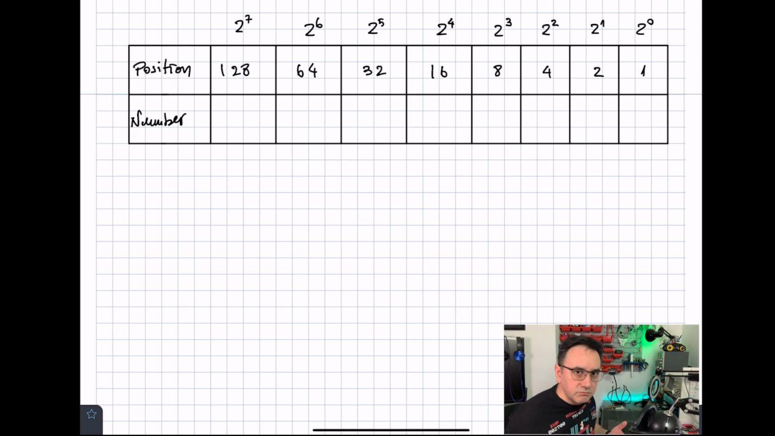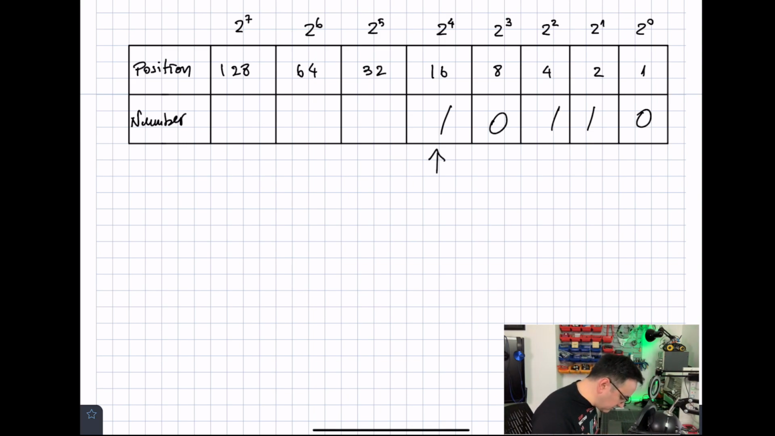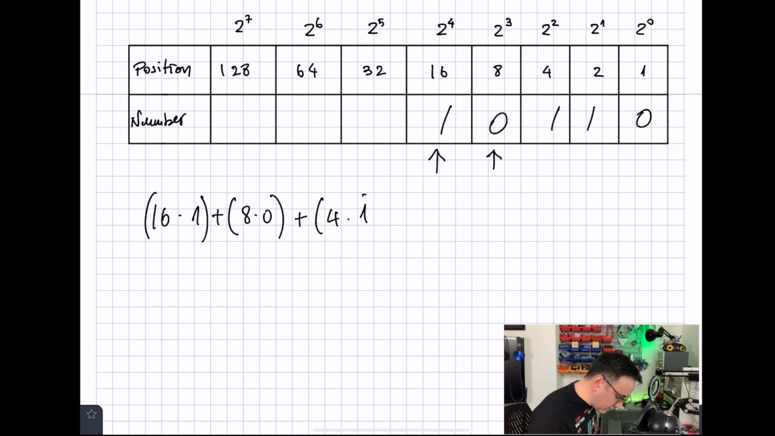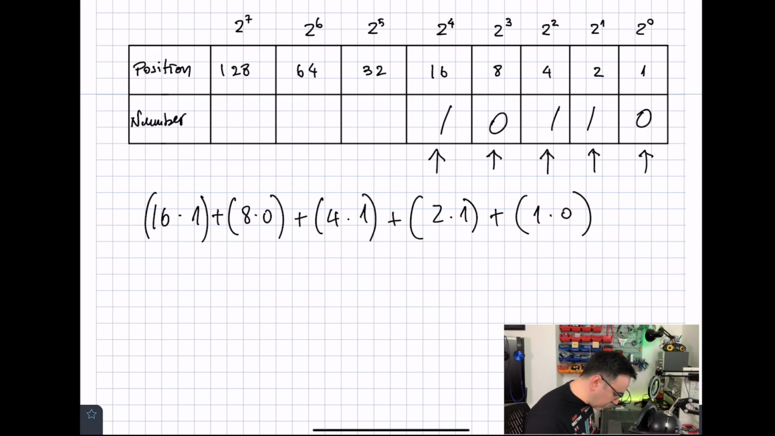Let's try with a random binary number. To calculate this is very simple. We just check the position here. So it will be 16 times 1, plus 8 times 0, which is this position, plus 4 times 1, this position, plus 2 times 1, which is this position here, plus 1 times 0, which is this position here. So we have 16 plus 8 plus 4 plus 2 plus 1.